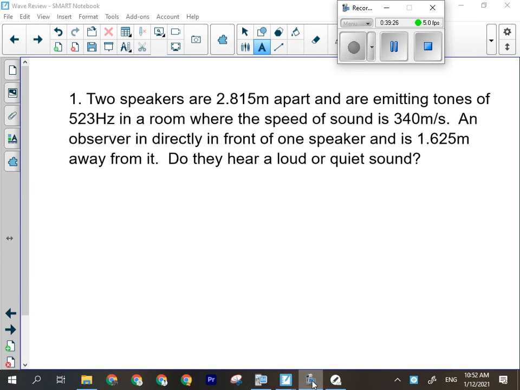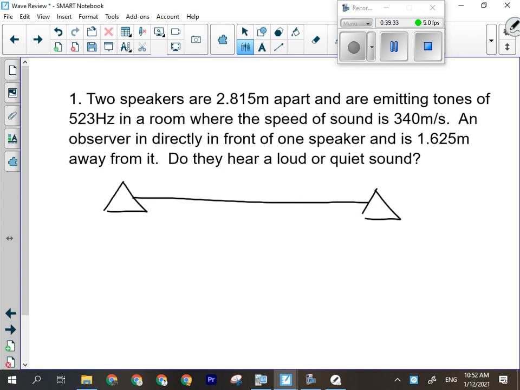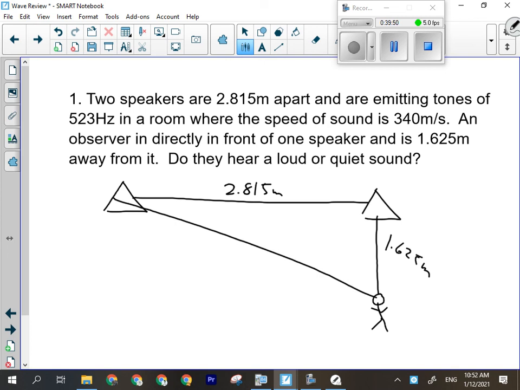Okay, so two speakers are 2.815 meters apart. So we've got this situation here. They are 2.815 meters apart, and the observer is 1.625 meters in front of one of them. This is the other side of the triangle here. We know that the speed of sound is 340 meters per second, and we know that the frequency of the sound is 523 hertz.